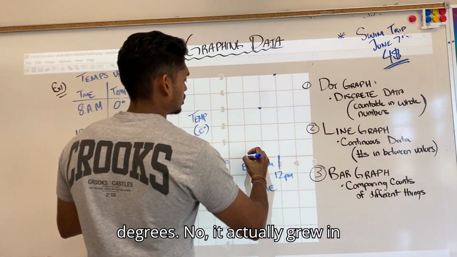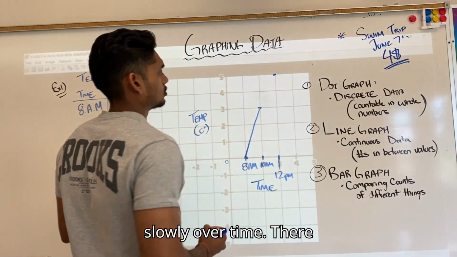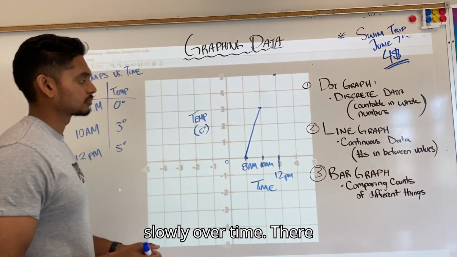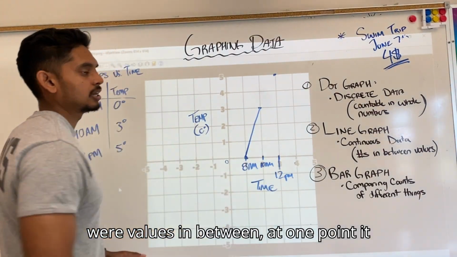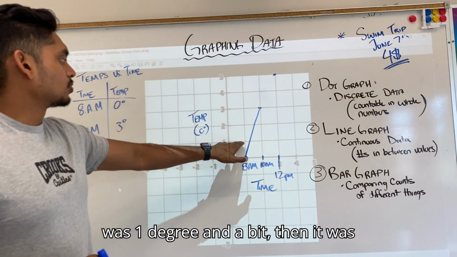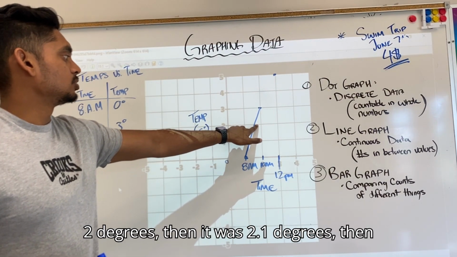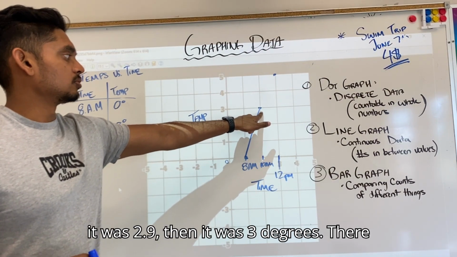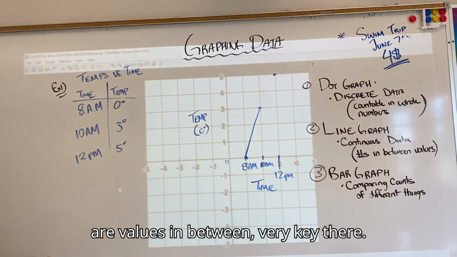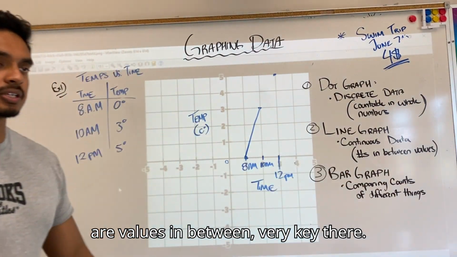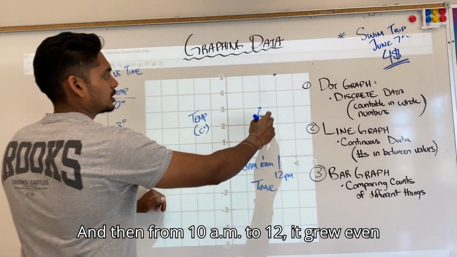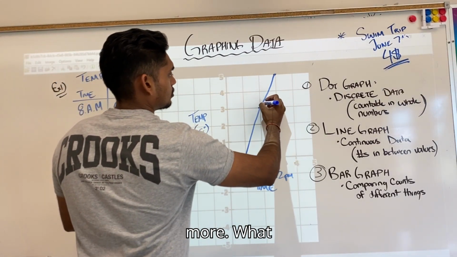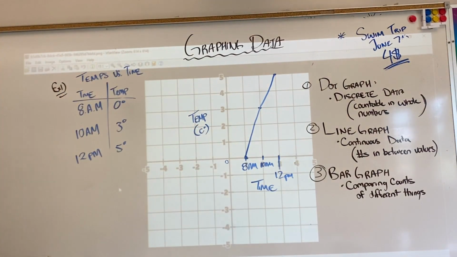No, it actually grew in temperature, okay? The temperature went up slowly over time, okay? There was values in between. At one point, it was 1 degree and a bit, okay? Then it was 2 degrees, then it was 2.1 degrees, then it was 2.9, then it was 3 degrees. There are values in between, very key there. And then from 10 a.m. to 12, it grew even more, okay?